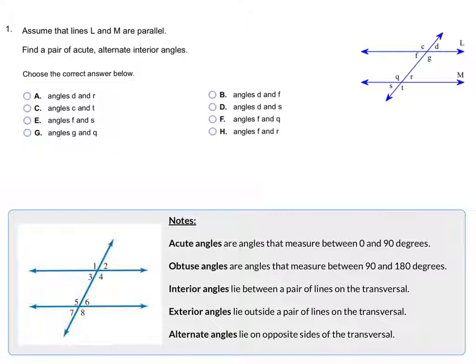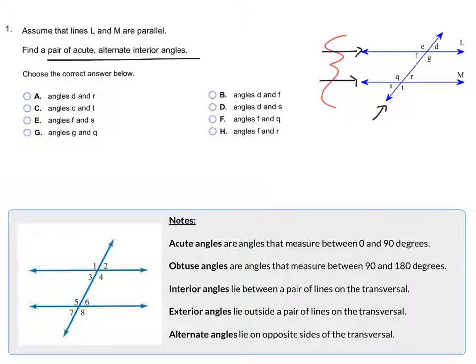If we look at the diagram here, we can see that we have two parallel lines. That means that these lines will go on forever and ever and never cross paths. These parallel lines are being cut by a diagonal line called a transversal. The diagonal line, or the transversal, forms several angles with the parallel lines. We're asked to find a pair of acute alternate interior angles.